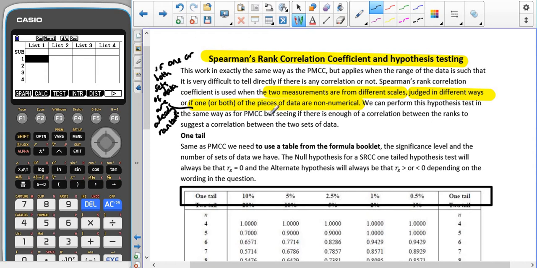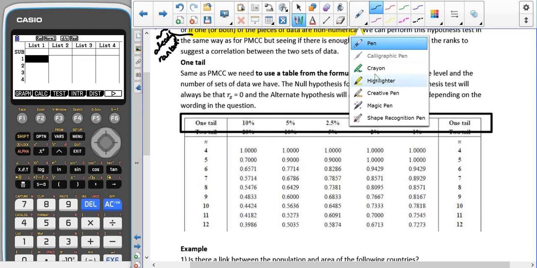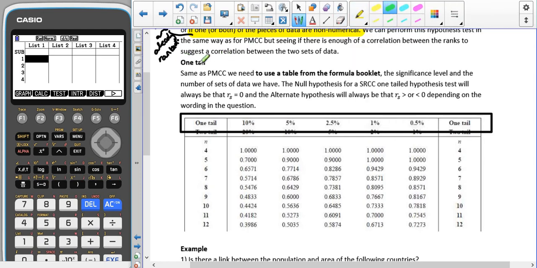And we perform the hypothesis test in the same way. Again, it's split into one-tail and two-tail tests. Again, same as PMCC, we have to use the formula booklet to find the critical value. However, this time it's on page 24. You need to be careful when you're doing PMCC and SRCC that you read the top of the page, making sure that for SRCC it says critical values of Spearman's rank correlation coefficient, because the tables do look very similar.